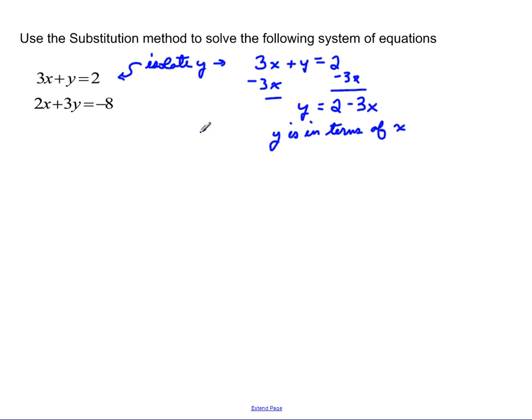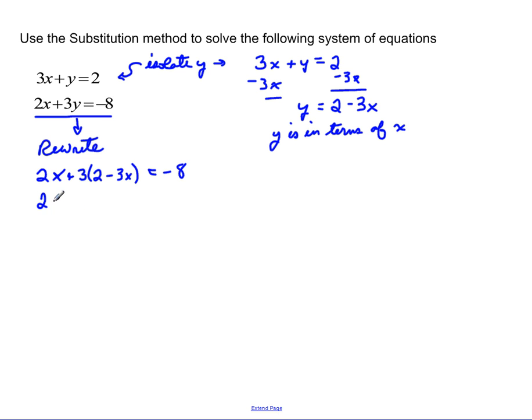All right, so that means that in our second equation, everywhere we saw y before, we're now going to replace it with our variable expression 2 minus 3x. So it's going to become like this. Let's take our second equation right here and rewrite it all in terms of x. 2x plus 3 times, we said y is 2 minus 3x, so 2 minus 3x equals negative 8. All right, so now we have to do the algebra and solve for x.